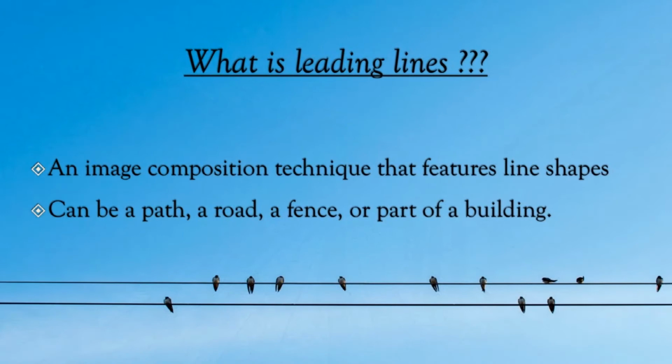Okay, what is a leading line? A leading line is an image composition technique that features lines or shapes, which is simply a leading line that directs the viewer to a specific part of an image.